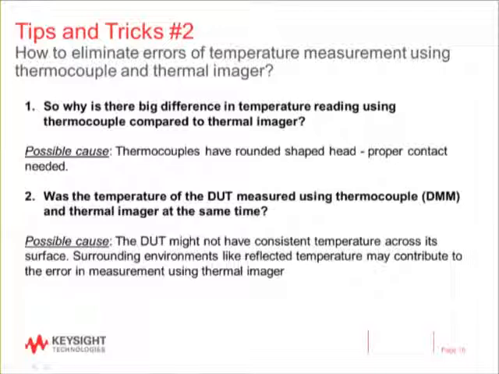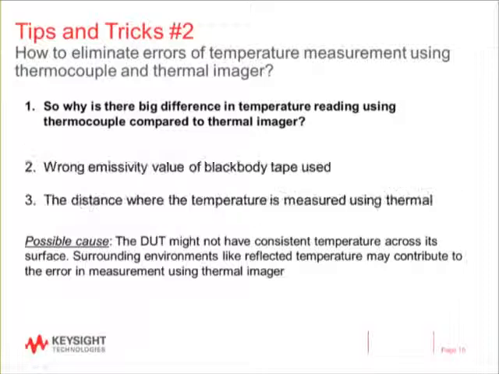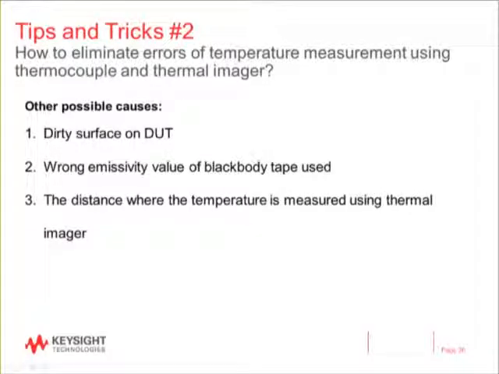So what's the temperature of the dart measured using the thermocouple with the DMM and the thermal imager performed at the same time? One of the possible causes is that the dart might not have consistent temperature across its surface, or the surrounding environment, like the reflected temperature, might also contribute to the error in the measurement using the thermal imager. Okay. And other possible causes might be a dirty surface on the dart, because dust has a higher emissivity value and may contribute to error in temperature reading.